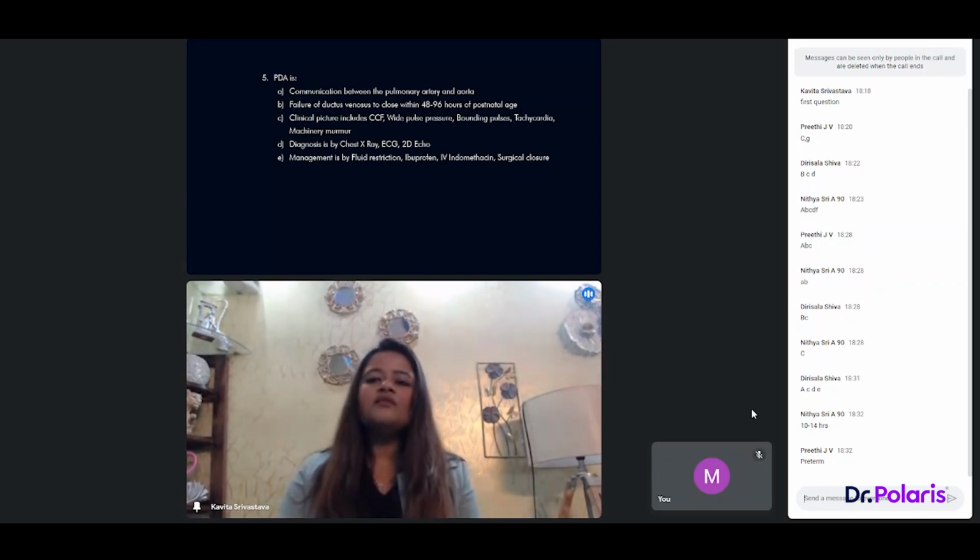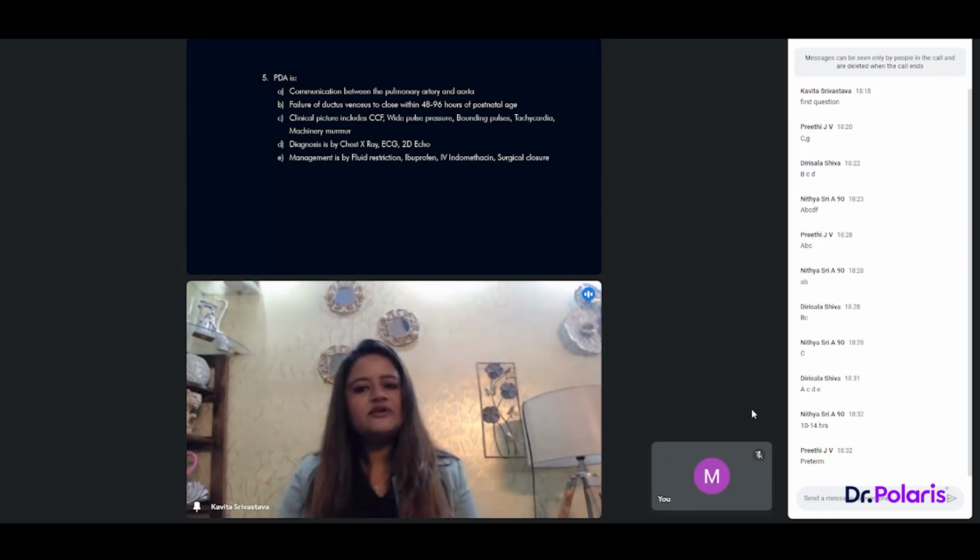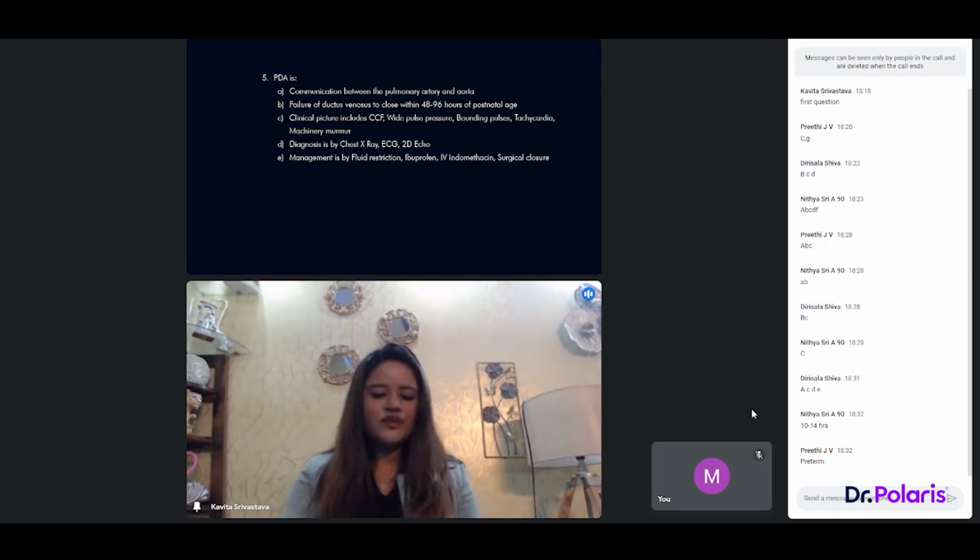Okay. Now, how will a child with PDA present? The clinical picture basically consists of heart failure features. So in PDA, what is happening? Again, there is shunting of blood, again towards the right side of the heart. Basically, this entire blood in the pulmonary channel will go back through the lungs. From the lungs, the purified blood will again come back to the left atrium and left ventricle.